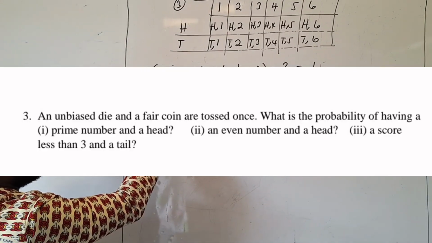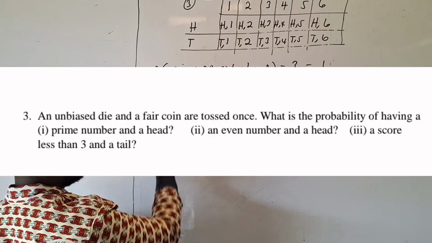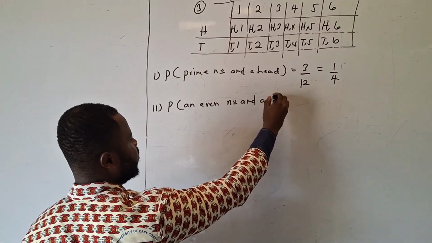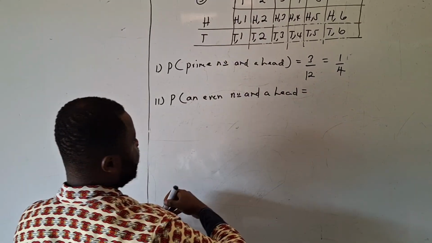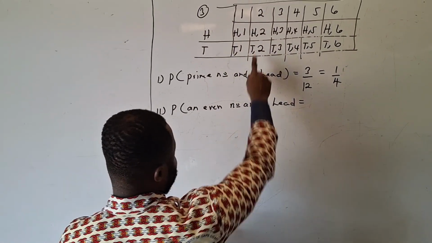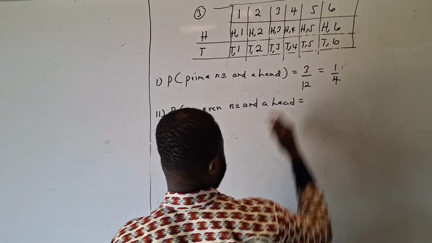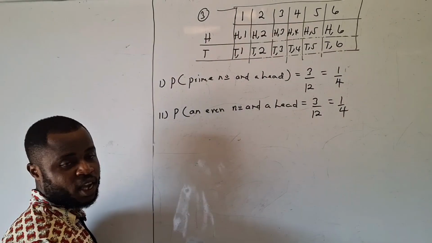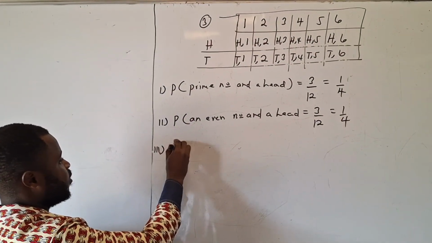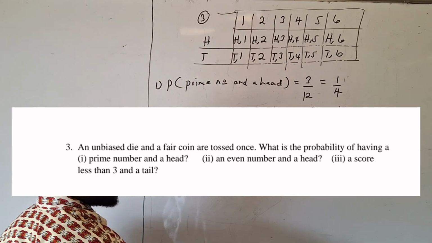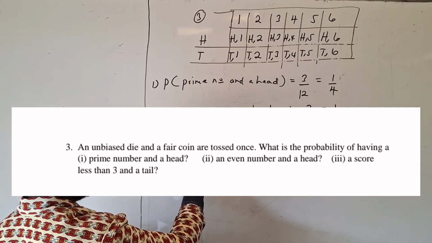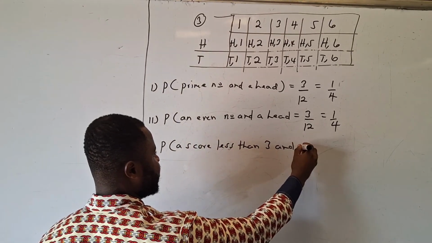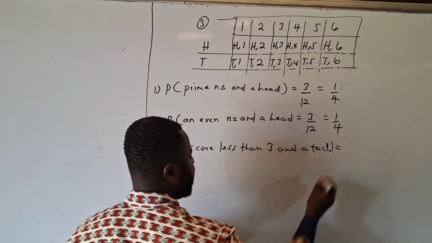Now II, probability of obtaining an even number and a head. Even numbers are divisible by 2. So we have 2, 4, and 6. So we have 3 again out of the 12, which also gives us 1 out of 4. III. Probability of obtaining a score less than 3 and a tail.